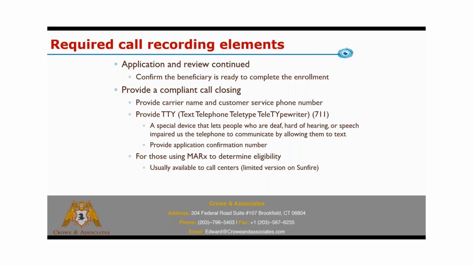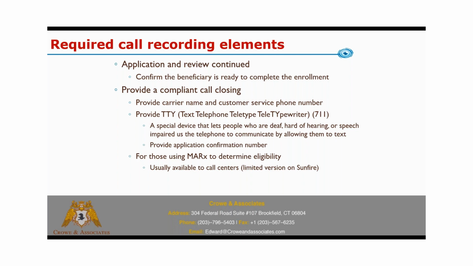TTY is the code 711, and that is obviously for people who are hearing impaired or speech impaired, and their phone has to be set up for TTY. You can't just do it on any general phone, but you need to provide them that information. And lastly, you have to provide the application confirmation number. So if you're doing these enrollments on Connecture, Sunfire, or My Medicare Bot, you have to provide the application confirmation number to them.